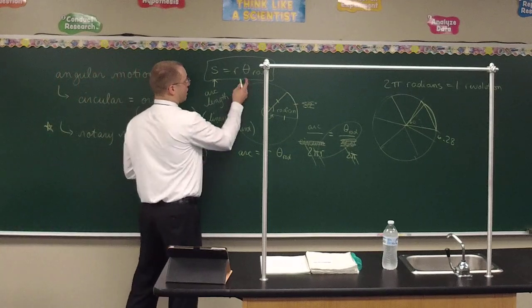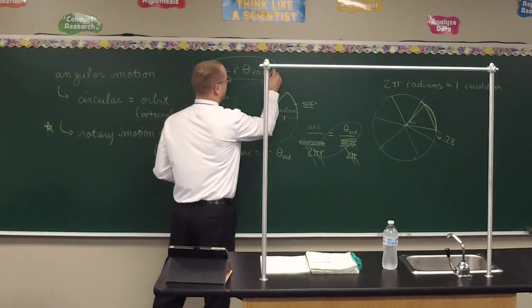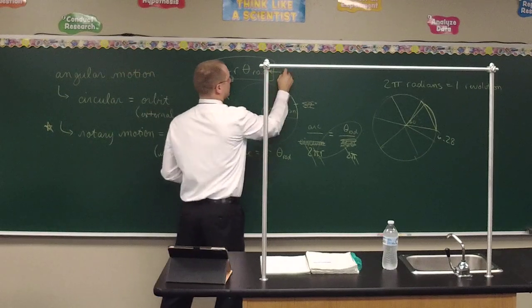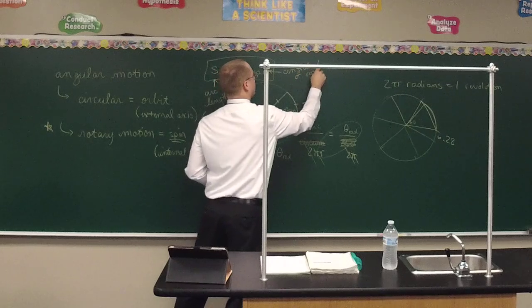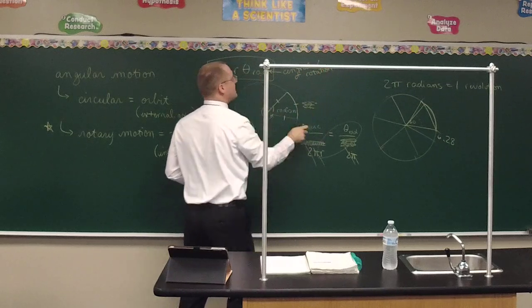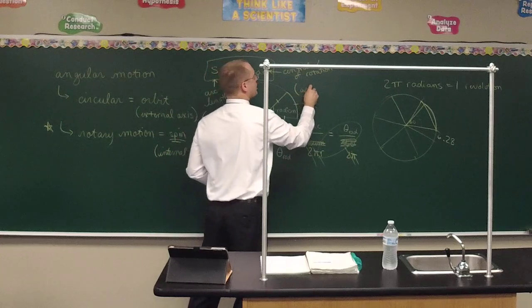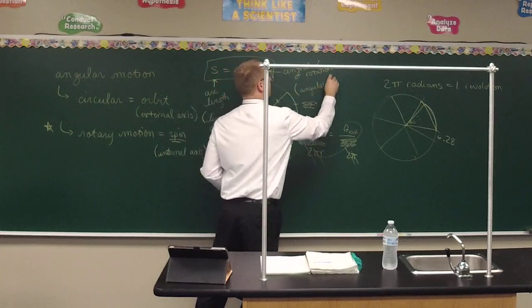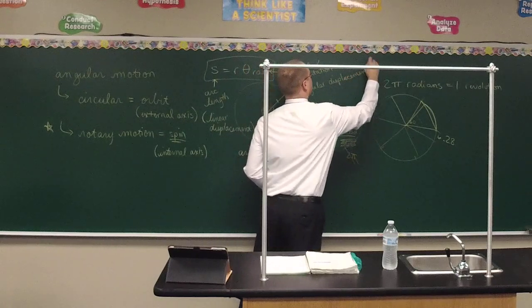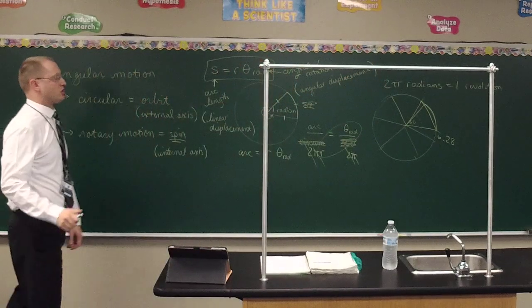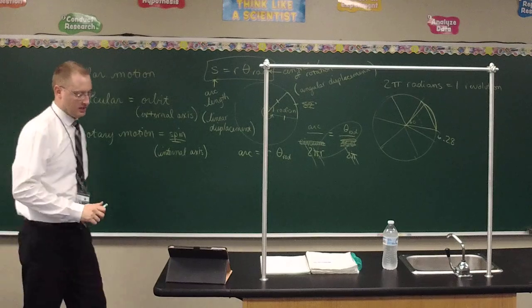Equals R, of course, we know that's the radius. We've seen that letter often enough. And then the theta rad, of course, is the central angle of rotation. It is sometimes referred to as the angular displacement. The central angle of rotation is sometimes called the angular displacement.